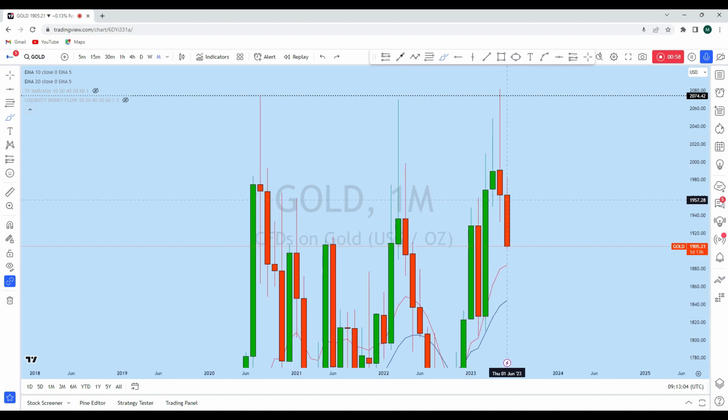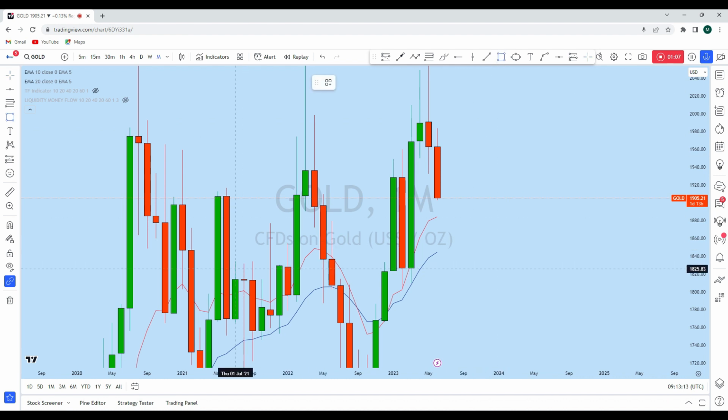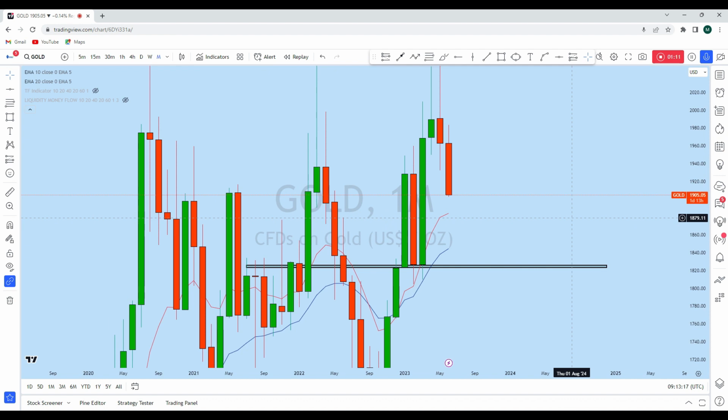As this market started to drop and it's a long-term bearish market, I think gold may continue to drop, and we can now expect gold to come back down to this monthly support level.